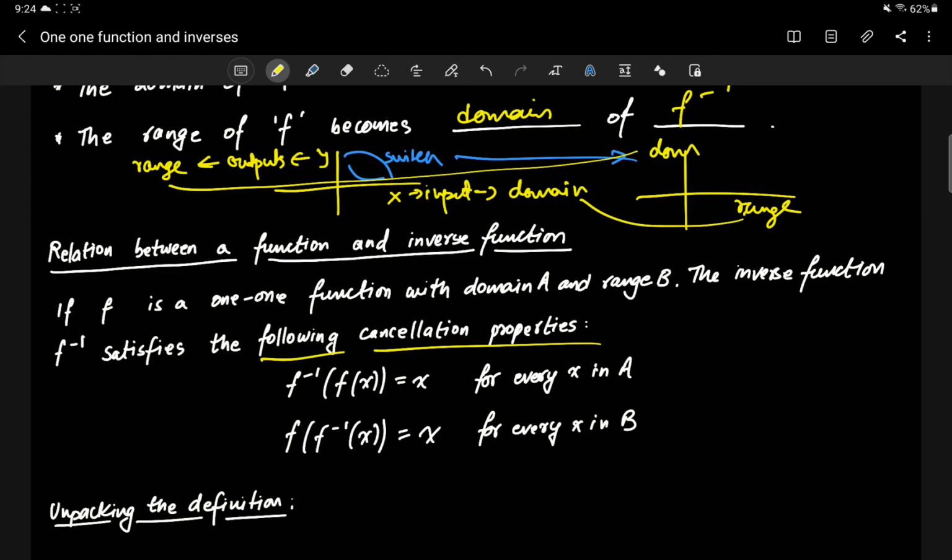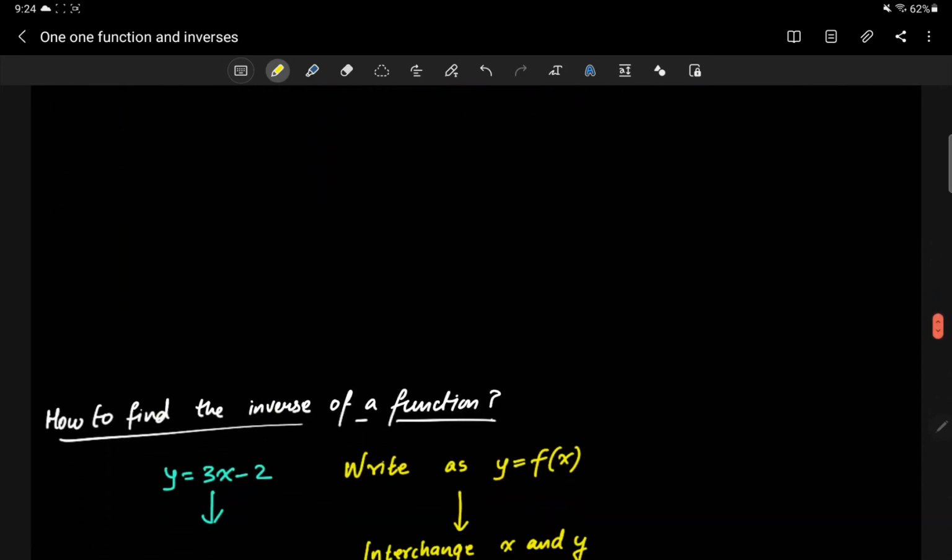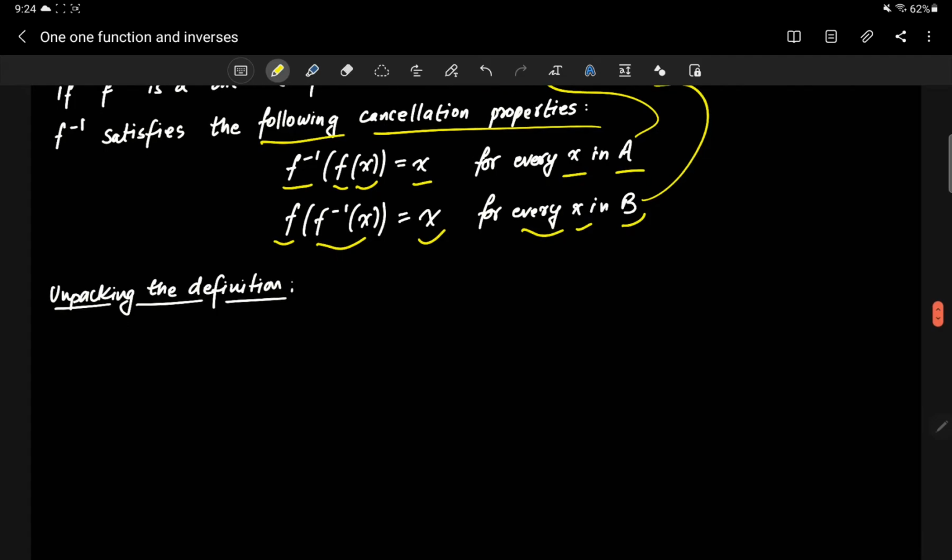We write that notationally as saying f inverse of f of x is x for every x in A, where A is the domain, and f of f inverse of x is also x for every x in B, where B is the range. Now let's unpack this definition.